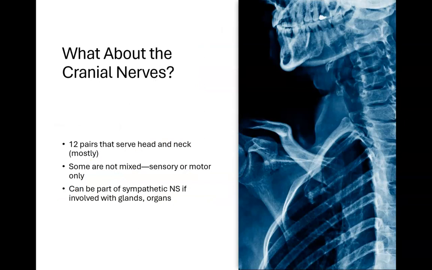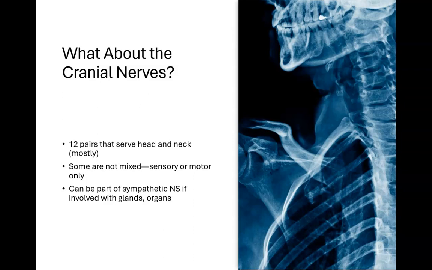Now, what about the cranial nerves? We have 12 pairs. I'm not going to go into a lot of detail about what these do. These cranial nerves will include things like the optic nerve from our eye, our auditory nerve from our ear, also some motor nerves and some mixed nerves that are both sensory and motor in nature. So we have 12 pairs of cranial nerves that largely serve sensory and motor information in our head, our face, and our neck. Now, most of these nerves are going to be mixed, but some of them aren't.